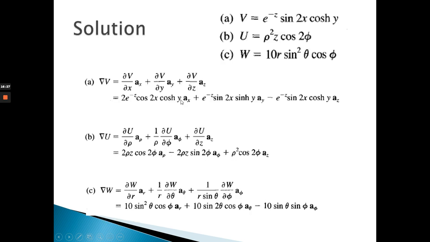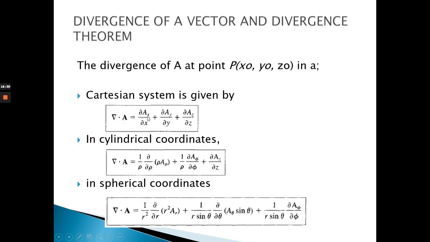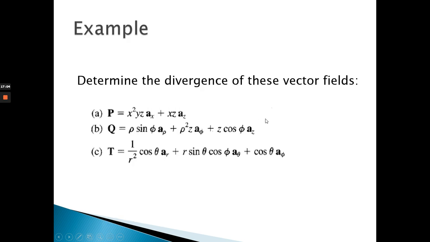Divergence is simpler than this one. Divergence is where you do a dot product. So let's say a vector A is given. Then you take the x element of the vector with respect to x, the y element with respect to y, and the z element with respect to z, and you use this equation. For cylindrical you use this equation, and for spherical you use this. But we go for a solution first, and then we will learn it.